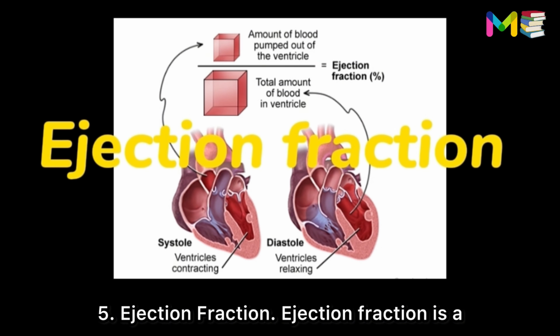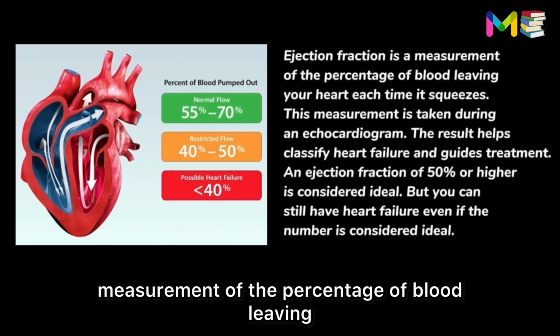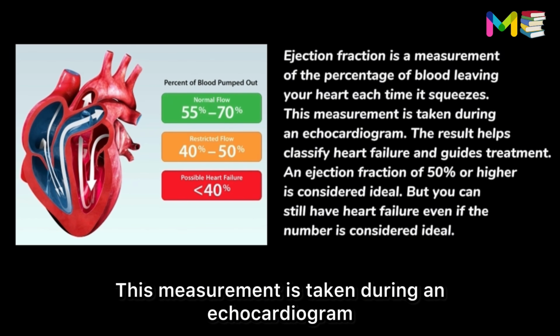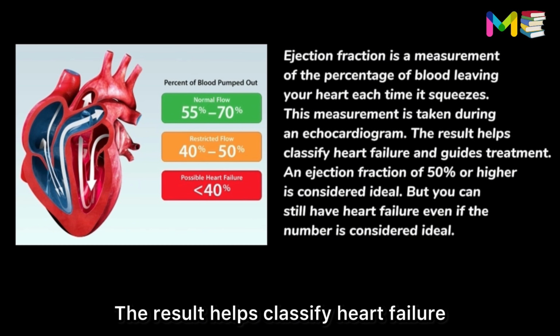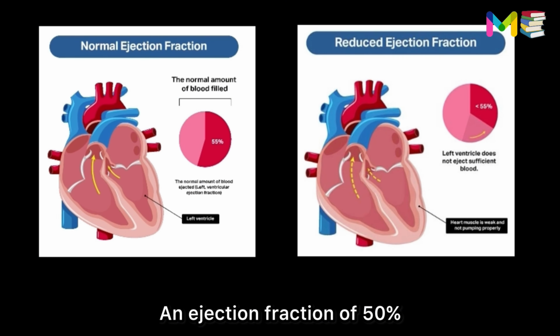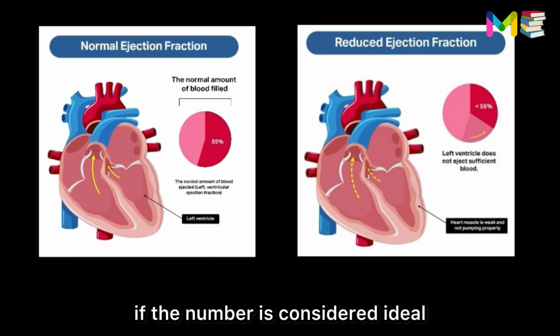5. Ejection fraction. Ejection fraction is a measurement of the percentage of blood leaving your heart each time it squeezes. This measurement is taken during an echocardiogram. The result helps classify heart failure and guides treatment. An ejection fraction of 50% or higher is considered ideal, but you can still have heart failure even if the number is considered ideal.